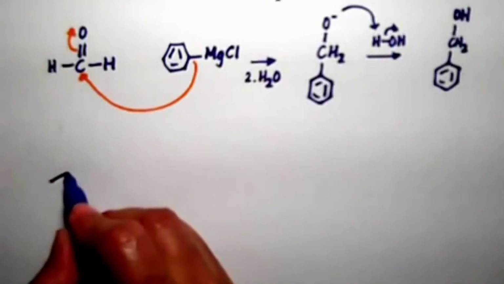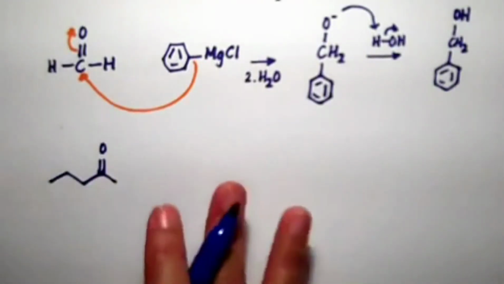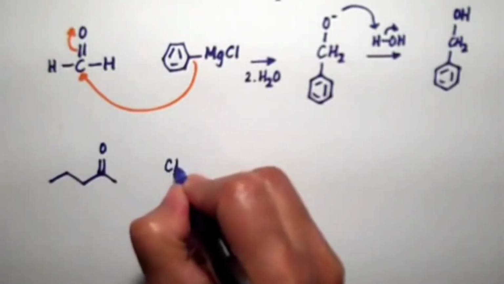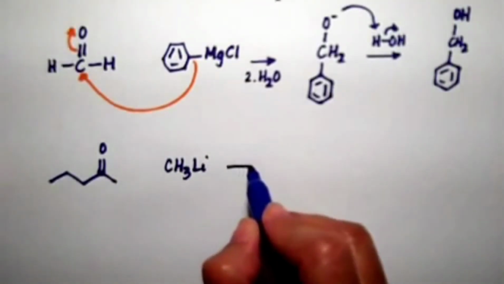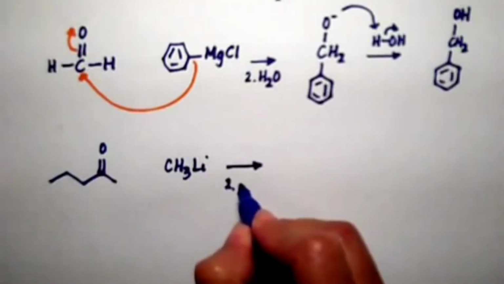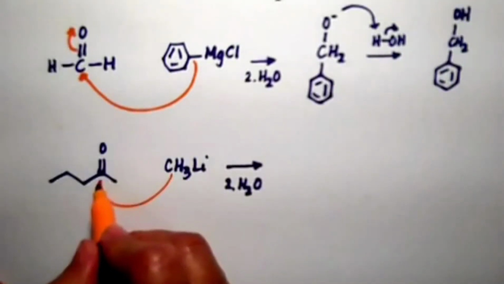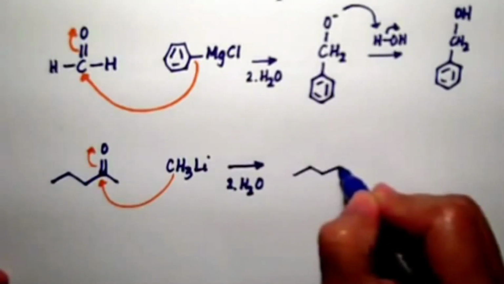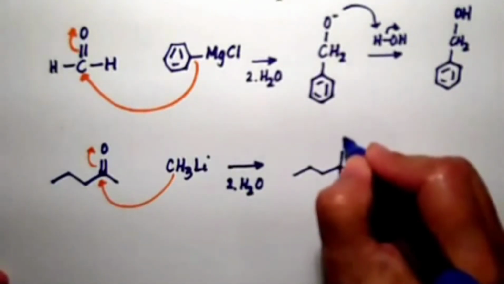If you take a ketone, let's take 2-pentanone, and let's use an organolithium for variety. So we are going to use methyl lithium. So you add methyl lithium to it, and then you go ahead and you add water to the reaction. But the methyl is going to attack the carbonyl, form your tetrahedral intermediate. I just added a second methyl, so now I have two methyls.